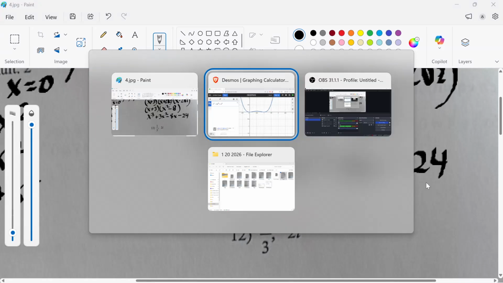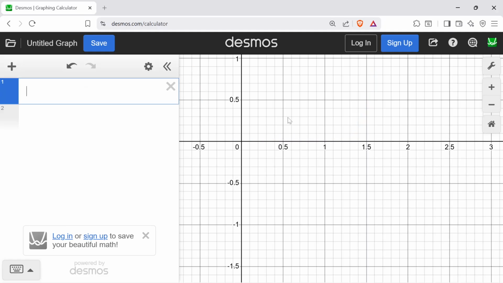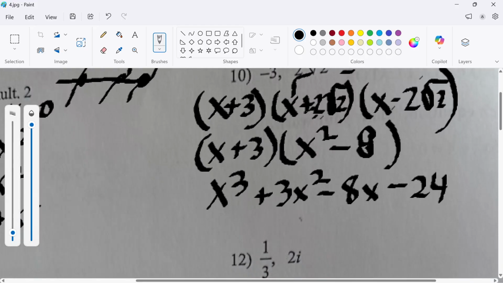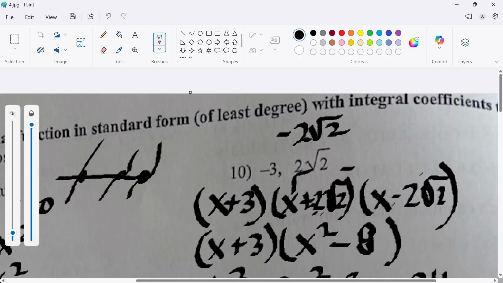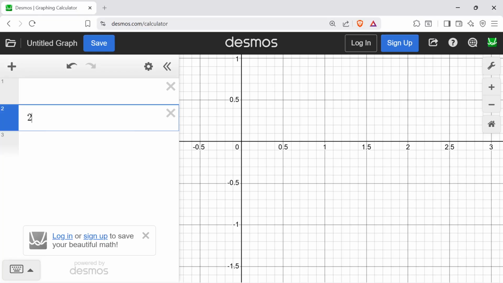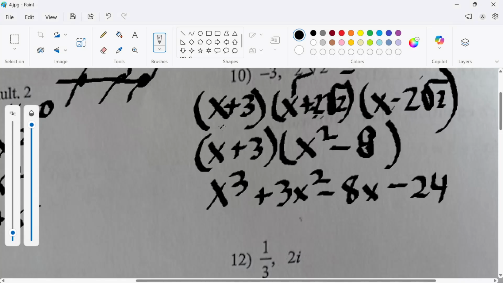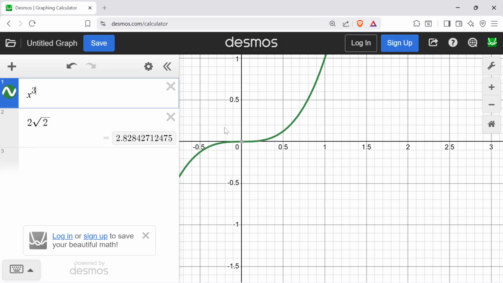And if I put that in Desmos, it's homework. I'm doing homework, so I just want to check it. I want to make sure that I get negative 3 and 2 square root of 2. 2 square root of 2 is going to be 2.82, and then the negative of that as well. So I'll just plug this in to make sure I got it right.